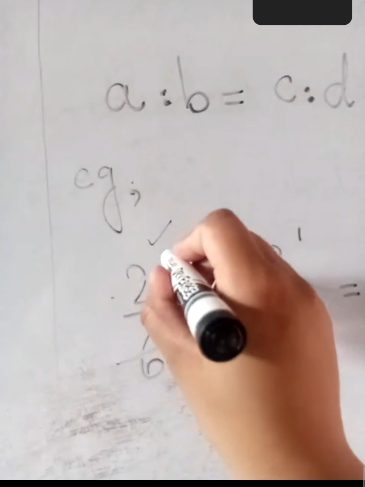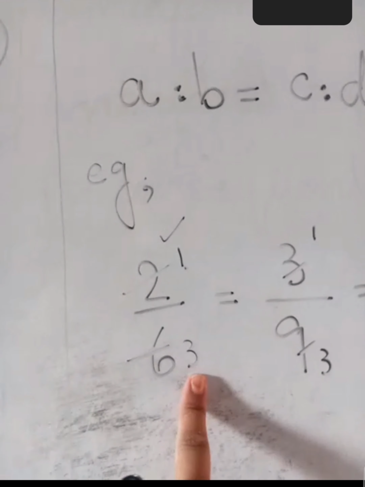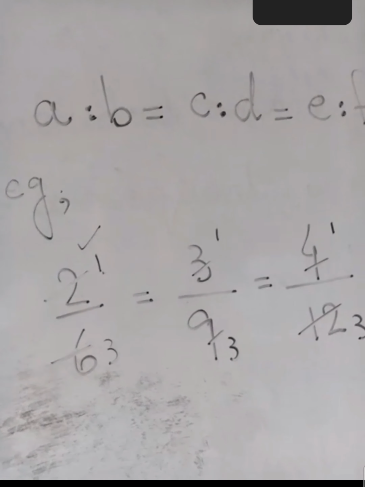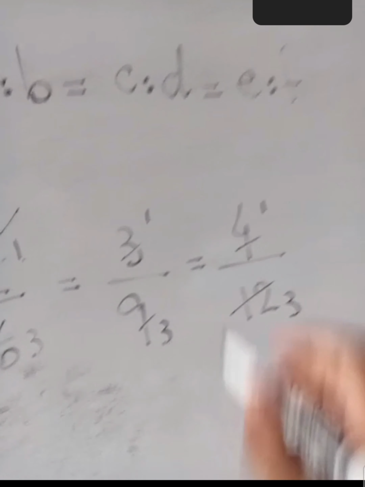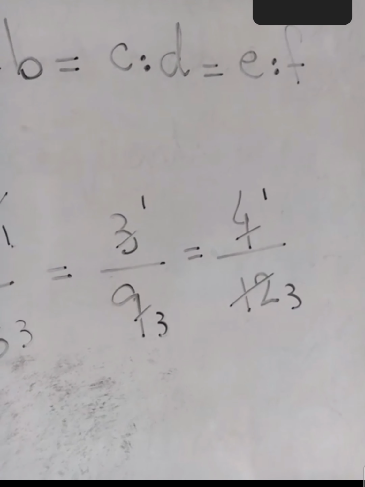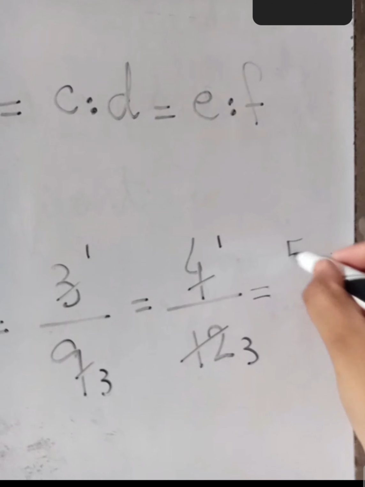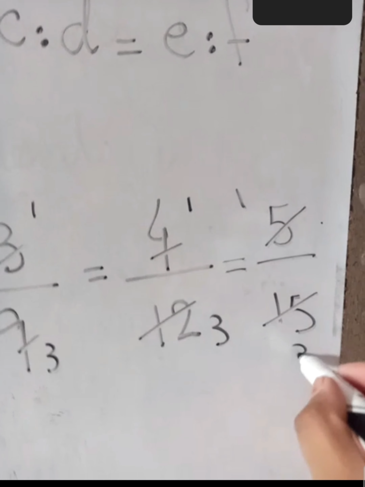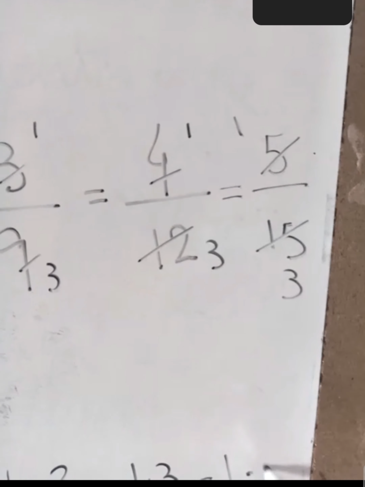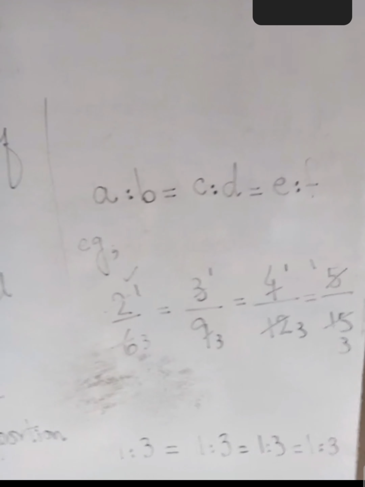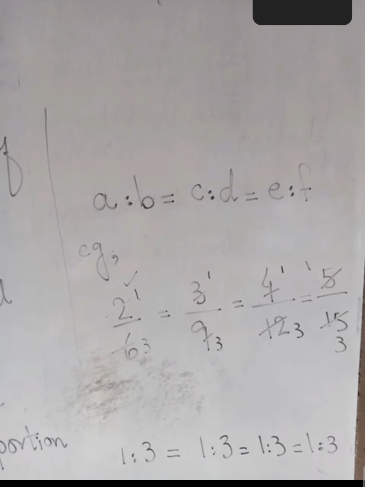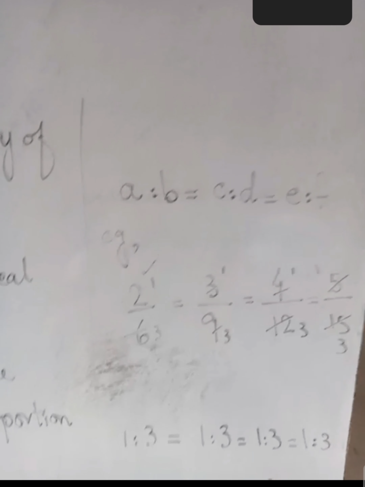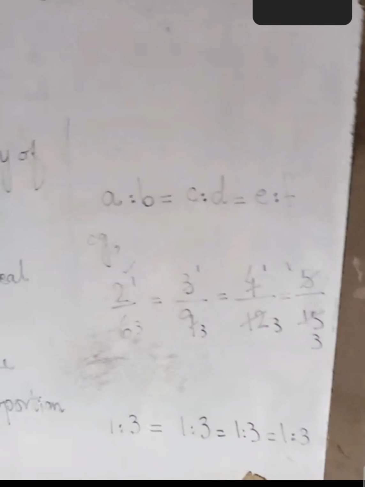ratio 3. The numerator becomes the antecedent and the denominator becomes the consequent. 1 ratio 3 is equal to the other one, which is also 1 ratio 3, and equal to the next one, also 1 ratio 3. Similarly, if I say 5 by 15, that is 5 ones are 5, 5 threes are 15, which is also 1 ratio 3. Did you get how these ratios are in proportion? Now let's start exercise number 3.1, question number 1.